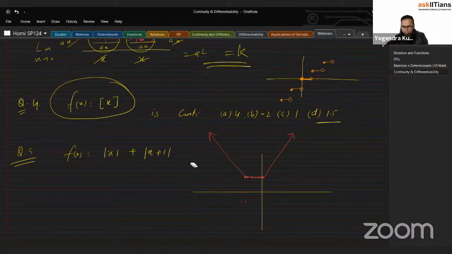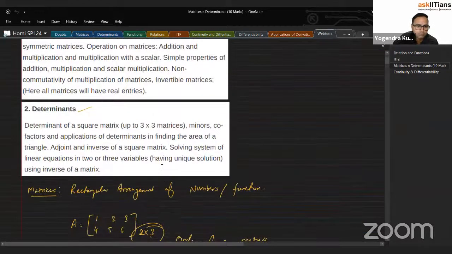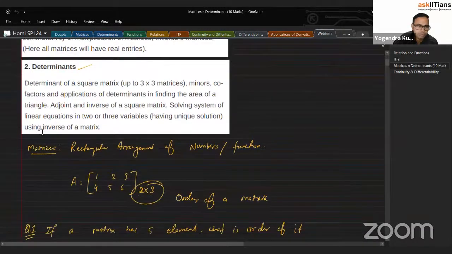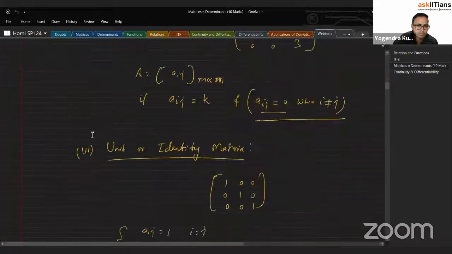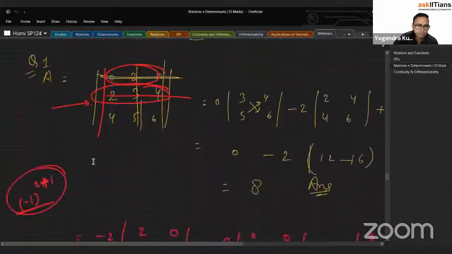You can see all the questions here. Try to solve all the NCERT examples, as I said before also. Don't leave any question from the NCERT part; everything should be done from that part. We did adjoint and all, we learned already. In these notes, where we left: solving a system of linear equations in 2 variables or 3 variables having a unique solution using the inverse matrix method. So guys, here we have seen what?